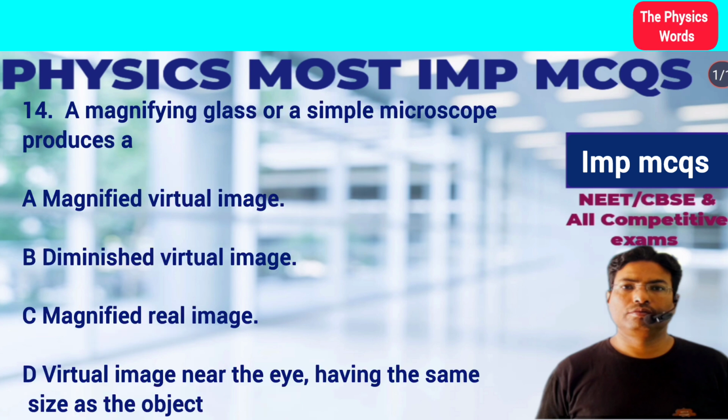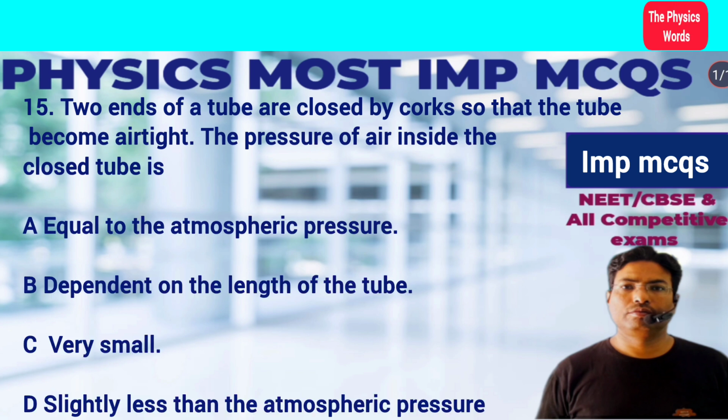Next question. A magnifying glass or a simple microscope produces a. The correct answer is option A, magnified virtual image. Next question. Two ends of the tube are closed by corks so that the tube becomes airtight. The pressure of air inside the closed tube is? The correct answer is option A, equal to the atmospheric pressure.